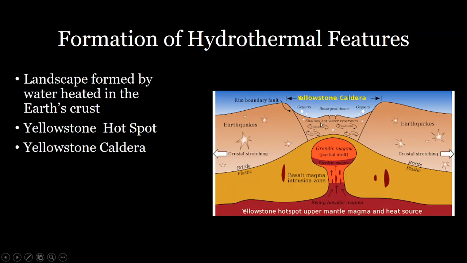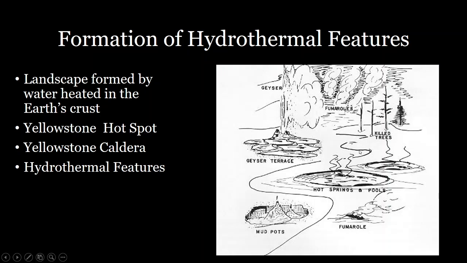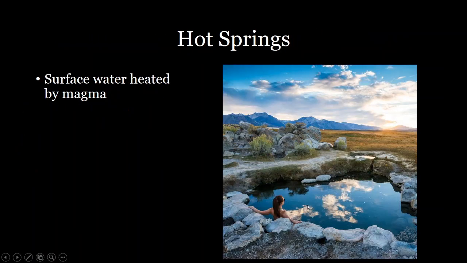And those fractures allow for water to infiltrate into the ground and get closer to this magma body, this granitic magma chamber, and get heated and form a lot of interesting features. Those features include geysers, fumaroles, hot springs, and mud pots that we're going to be talking about today.